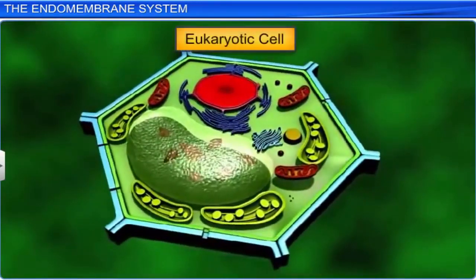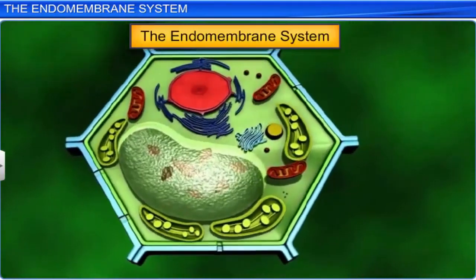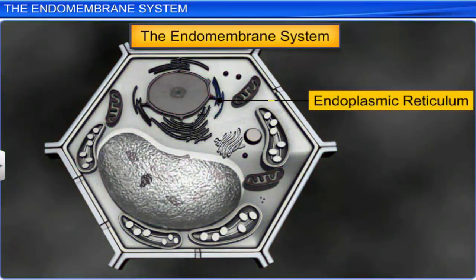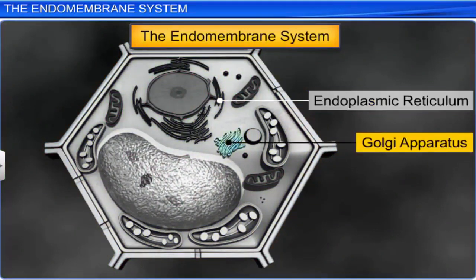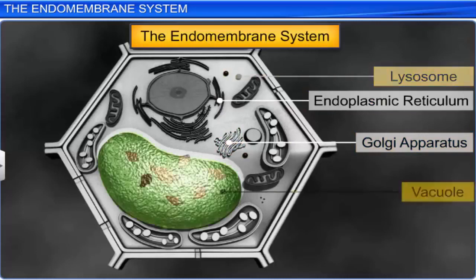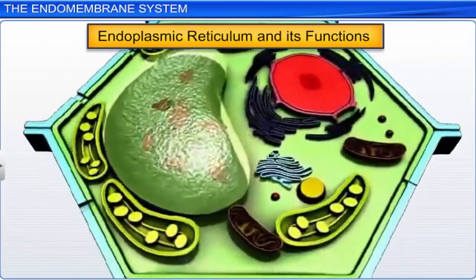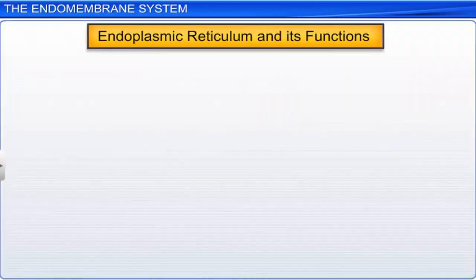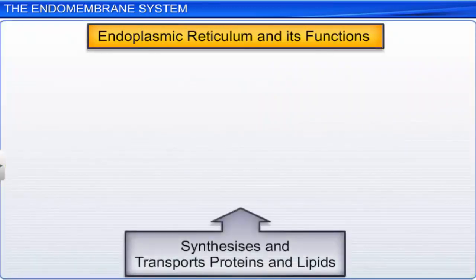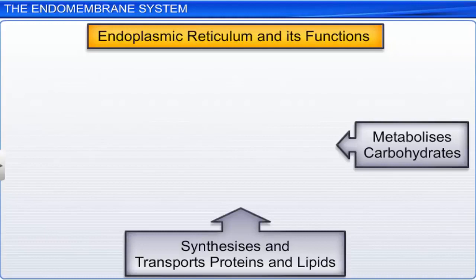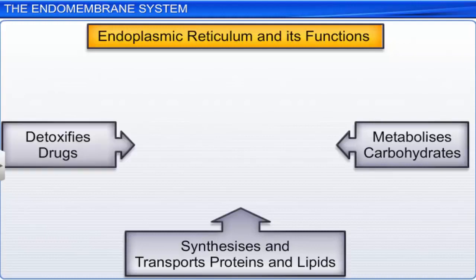The cytoplasm of a eukaryotic cell is embedded with several membranous organelles, of which the endoplasmic reticulum, Golgi apparatus, lysosomes and vacuoles are referred to as an endomembrane system because their functions are coordinated. The endoplasmic reticulum, or ER for instance, synthesizes, processes, and transports proteins and lipids to the other organelles, as well as metabolizes carbohydrates in liver cells and detoxifies drugs present in the body.